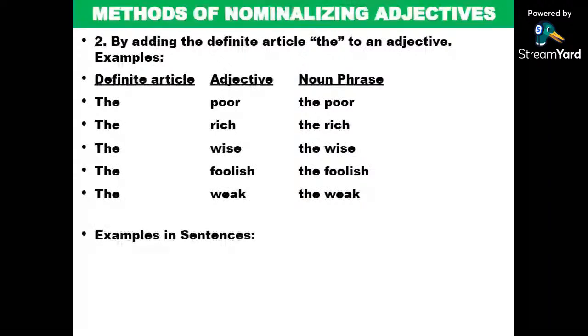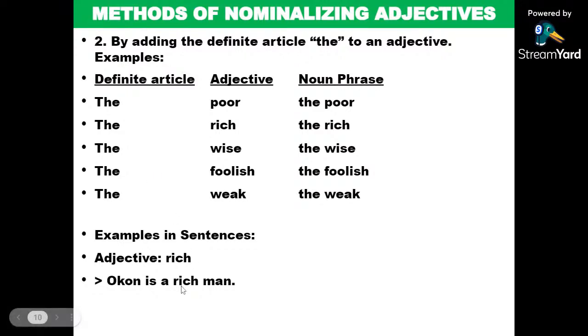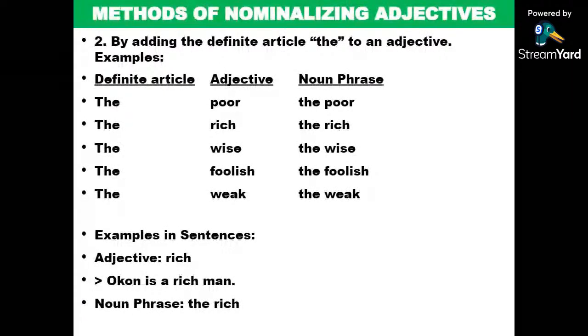And then we look at examples in sentences. The adjective is rich, and then added, of course, for example, in a sentence, Okon is a rich man. Now, when you look at an adjective, you see that the word rich describes the noun man. So it's used as a describing word. Now, if we add the definite article, we have the rich, and that becomes a noun phrase.